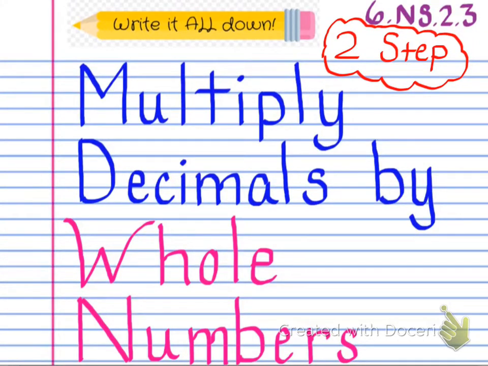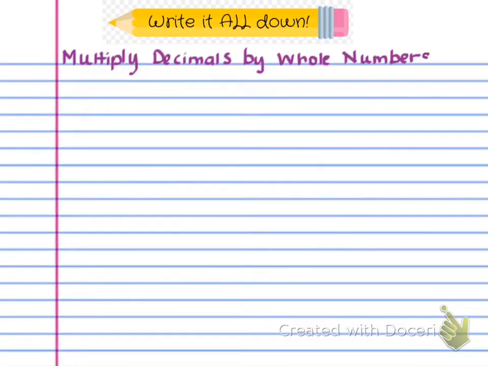Looks like today we're going to be working on multiplying decimals by whole numbers. This is our two-step version of this video series. So you want to make sure that you are writing everything down in your composition notebook. This is just going to piggyback on the same standard that we've been working on, and that's to multiply, add, subtract, and divide decimals using the standard algorithm. So let's go ahead and get started.